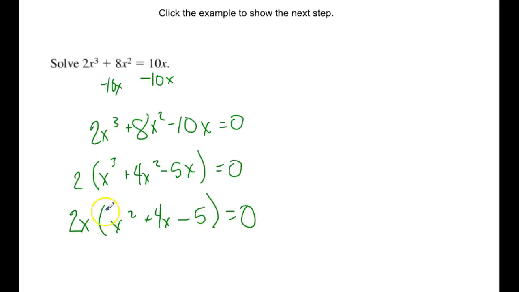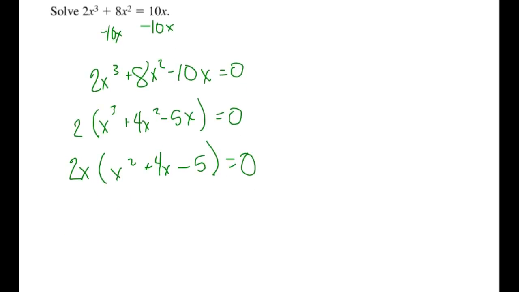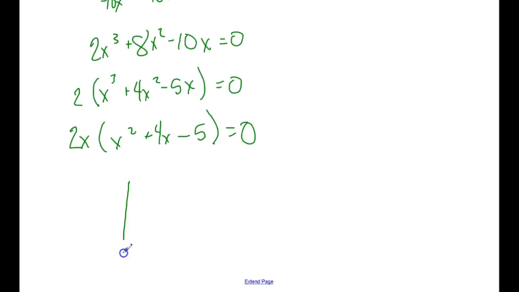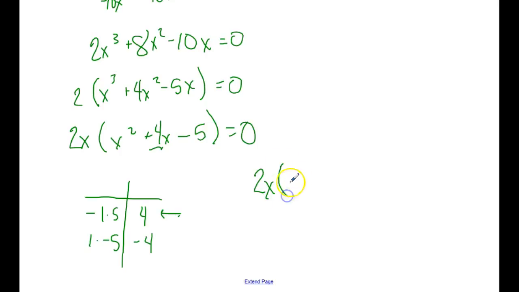Now I'm left with a simple trinomial, so I can go ahead and factor that. I want to look at all of my factors of negative 5. I can have negative 1 times a positive 5, or 1 times a negative 5. And that's it. Now let's add these. This gives me a positive 4, and this gives me a negative 4. I see up here I'm looking for a positive 4, so I'm going to use these first two. So I end up with 2x times x minus 1 times x plus 5 equals 0. Right?